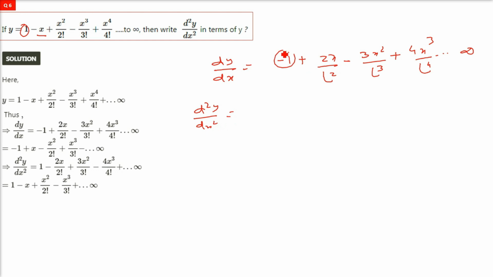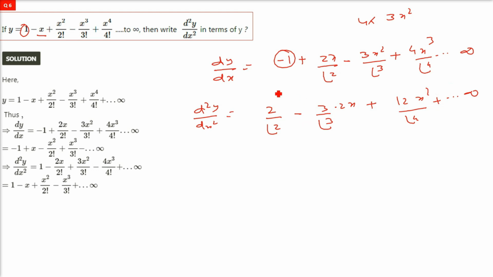d2y by dx2, let us differentiate it again. Minus 1 is constant, so it will go. 2x divided by factorial 2, x will go, so 2 by factorial 2. And minus, we have 3 x square, differentiation is 2x, so 3 into 2x it will be divided by factorial 3, plus 4, we have 4 x cube, differentiation will be 3x square. So 4 into 3, this is 12x square by factorial 4, and this goes on and on.